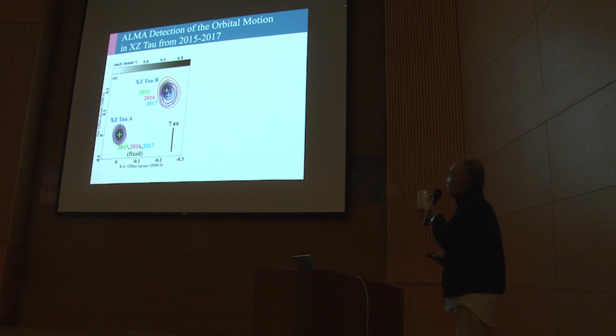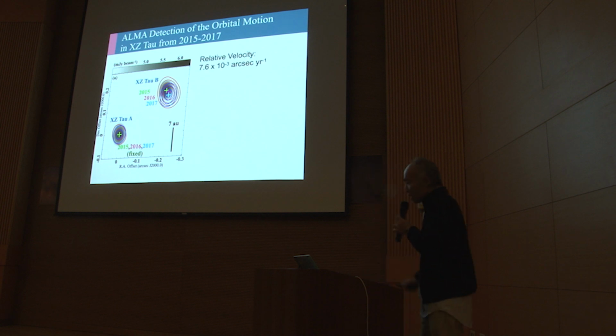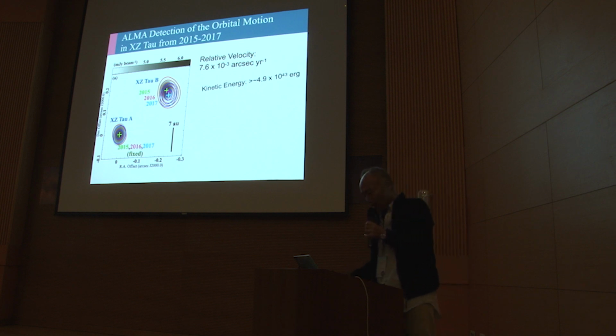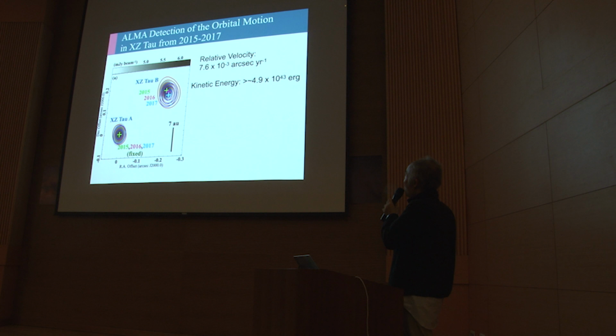So then we can also measure the velocity of this motion, and we can calculate the kinetic energy. So the relative velocity is something like this one. And then the lower limit of the kinetic energy is 5 times 10 to the 43 eV, because this motion is only on the plane of the sky.